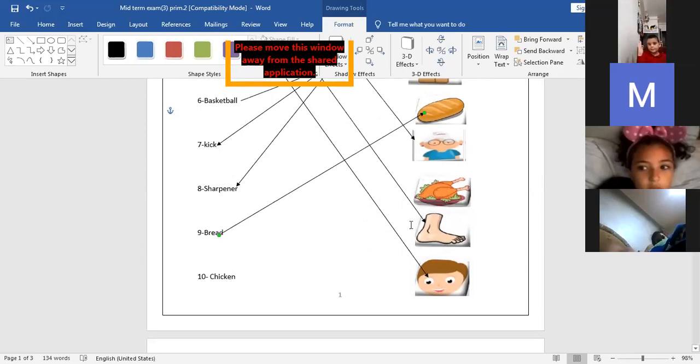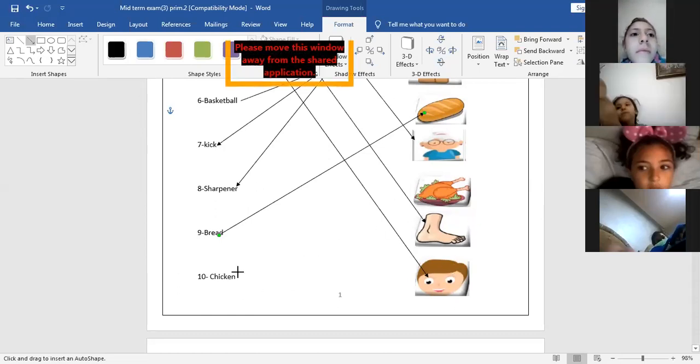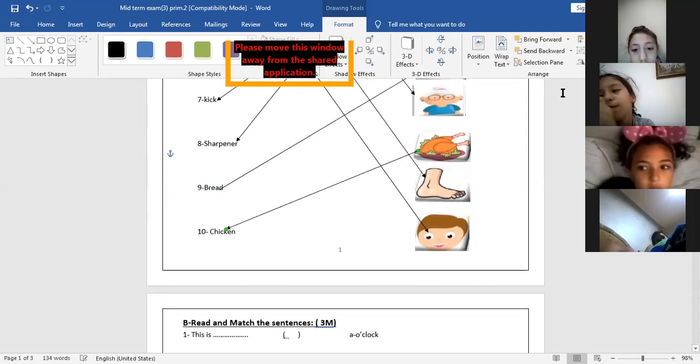Omar. Hello, Miss. Hello. What can you see here? What is this word? Chicken. Do you like chicken, Omar? Yes. I like crispy chicken so much. Look, with which picture should you match it? Number eight. Thank you so much.